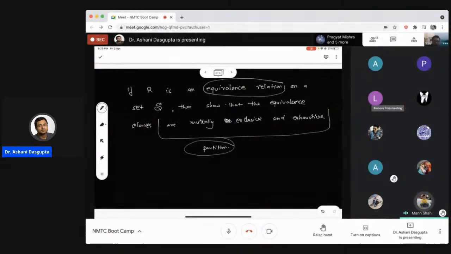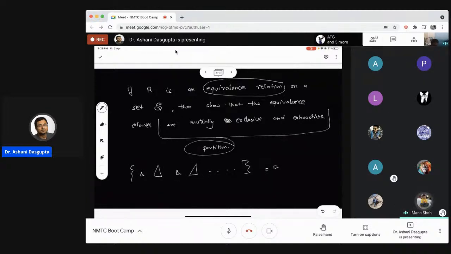Sir, the congruency of triangles. Congruency of triangles is an equivalence relation, indeed. So if you have a set of all triangles, all possible triangles, take the set of all triangles. Please stay muted if you're not speaking. Set of all triangles, then congruency of triangles is an equivalence relation.